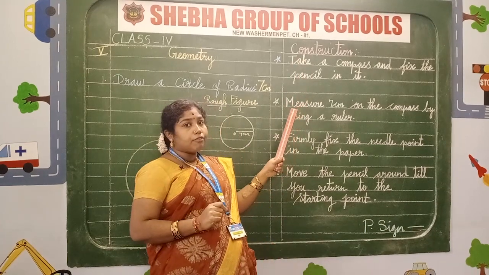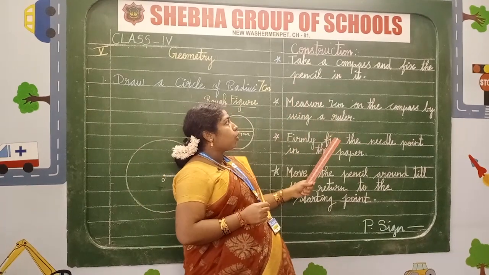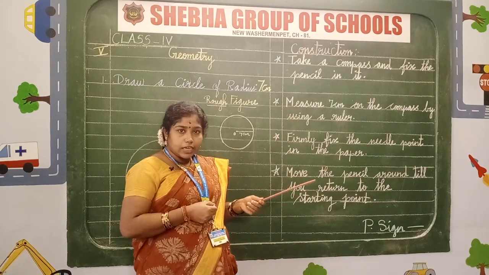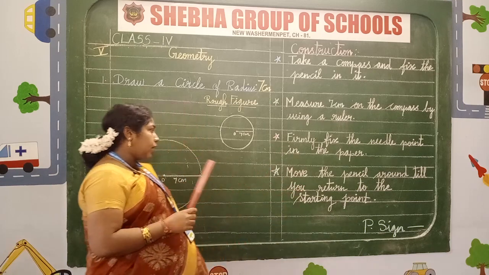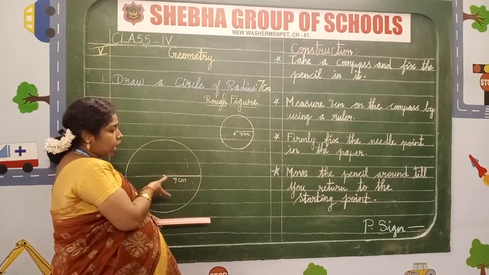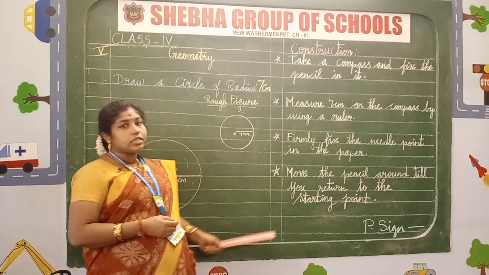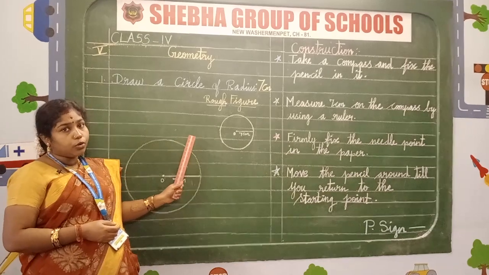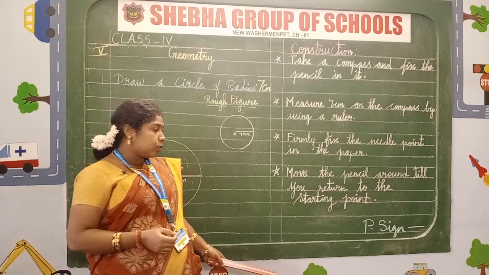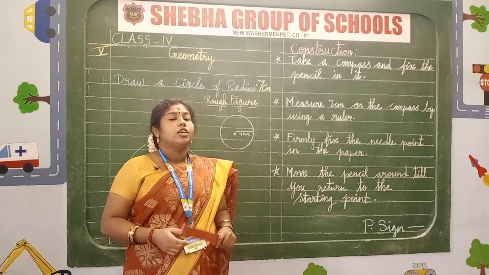Construction, what we have done. First step, take a compass and fix the pencil in it, isn't it? Write that point. Second step, measure 7 centimeters on the compass by using a ruler. Third thing, firmly fix the needle point in the paper. Fourth thing, move the pencil around it till you return to the starting point. I hope everyone understands how to draw the circle. After finishing all this, draw a line with your pencil and ruler and write parent sign. You have to get your parent sign. It is a must, children. So write neatly.